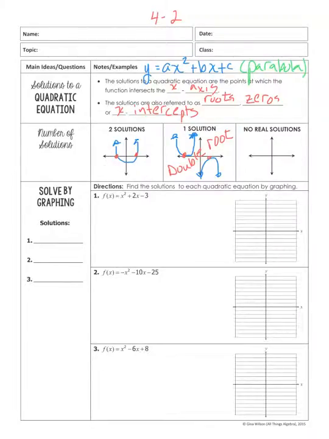No real solutions means that the parabola does not cross the x-axis at all. So it might look like this. Those are arrows. Or it might look like this.